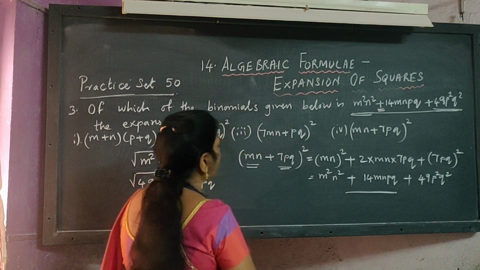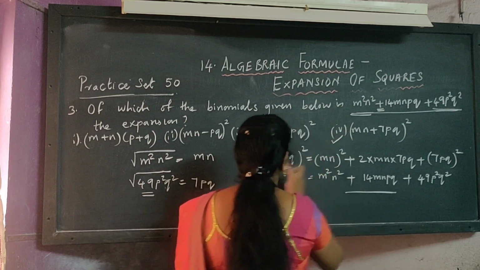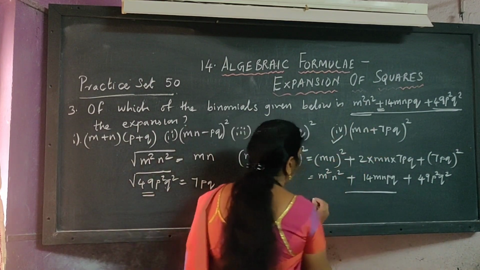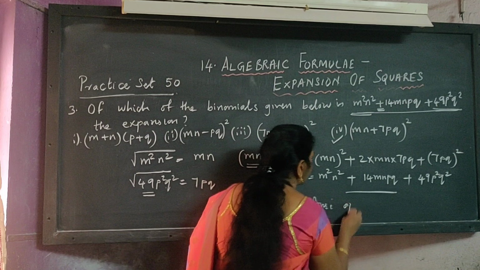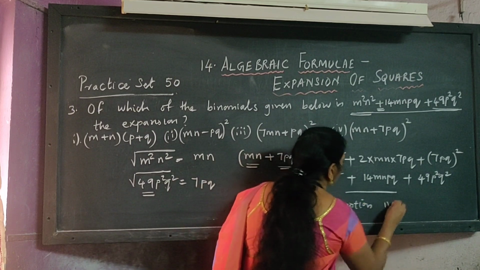So which option is correct? Option number 4, because mn plus 7pq. So our correct answer is option number 4.